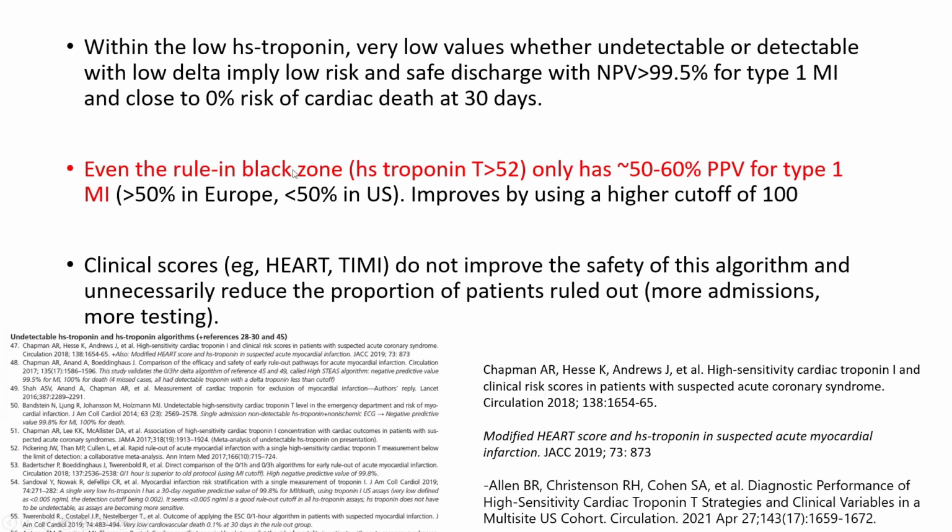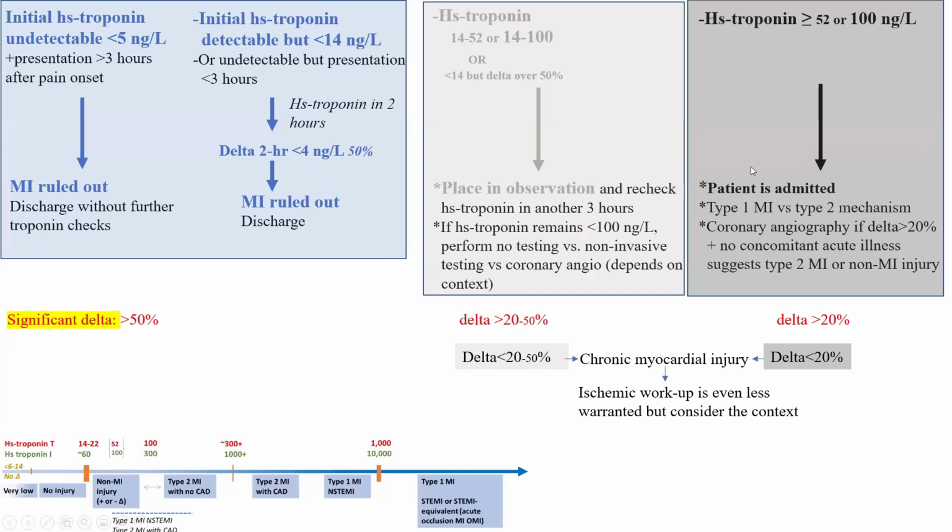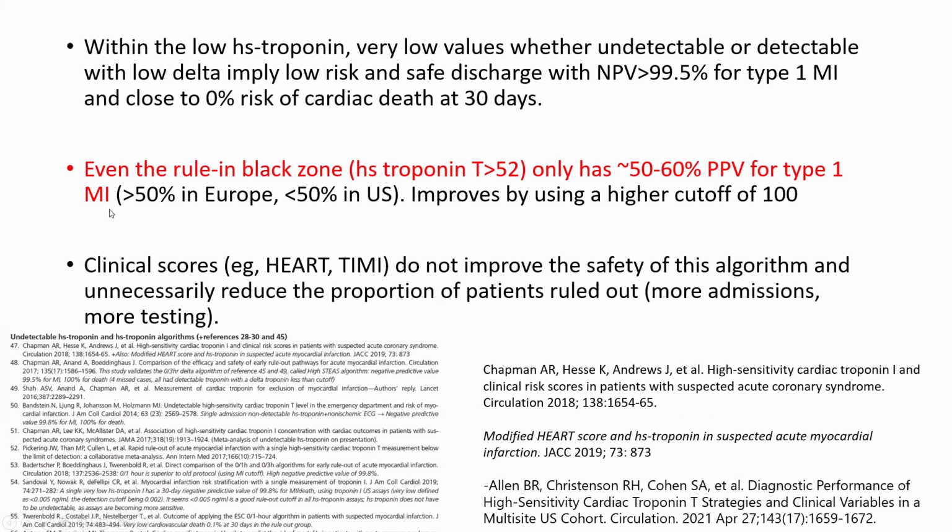Even the rule-in black zone, like I said, only has a 50% positive predictive value for type 1 MI, maybe even less so in the US, and this is improved by using a higher cutoff in the US of 100.